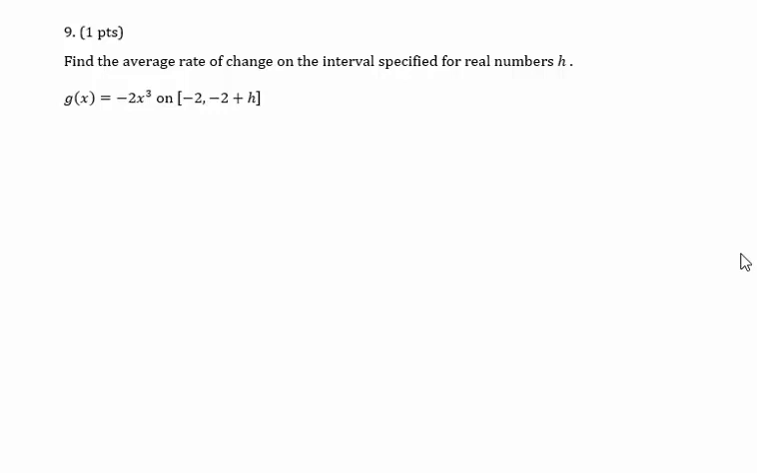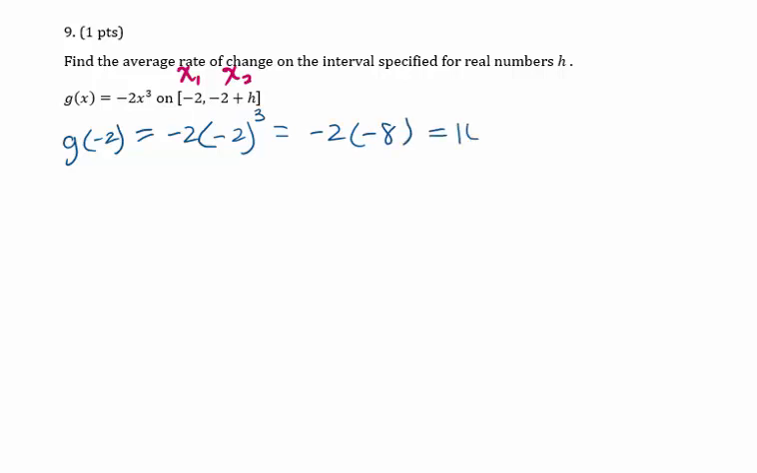This is an example of number 9 in section 3.3. It says find the average rate of change on this given interval. Recognize that these are given x's, so this could be considered x1, and this is considered x2. So we're going to find g of x1, or g of negative 2, and that's negative 2 times negative 2 cubed, or negative 2 times negative 8, which is 16.